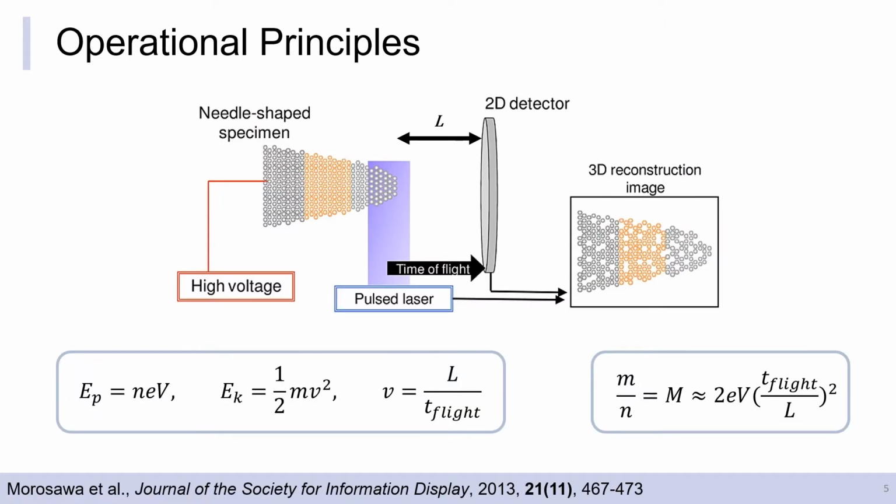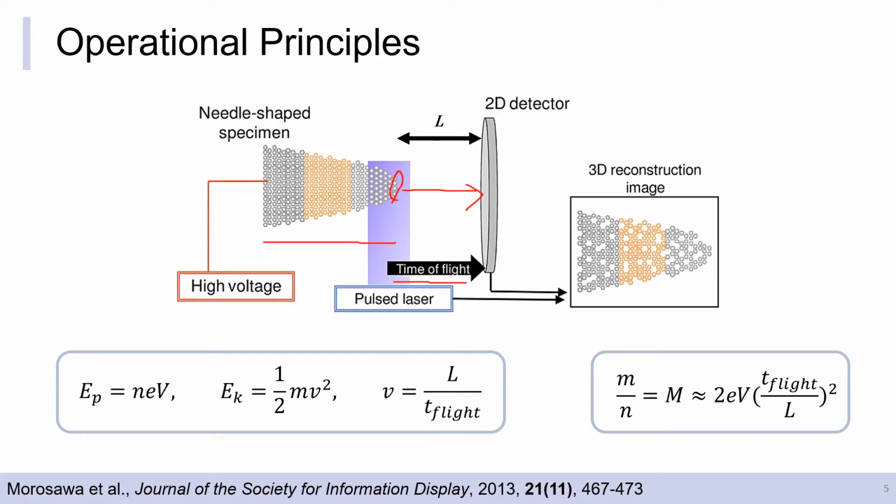APT is a combination of ion projection and time-of-flight mass spectrometry (TOF). A surface atom from the apex of a sharp needle-shaped specimen, usually less than 100 nanometer radius, is removed by field evaporation. Field evaporation is the field-induced removal of an atom from its own lattice. Field evaporation involves the ionization of these surface atoms, whereupon they are subject to an electric field force that causes them to accelerate towards the detector.